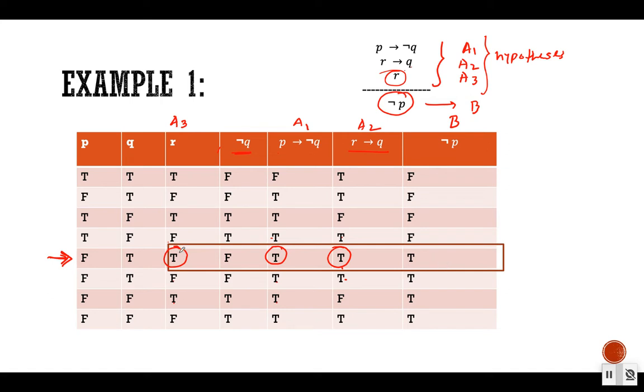In this case all our hypotheses are true, and we can see that our conclusion b is also true. That means our argument here is valid, because given that all the hypotheses are true, our conclusion is also true.